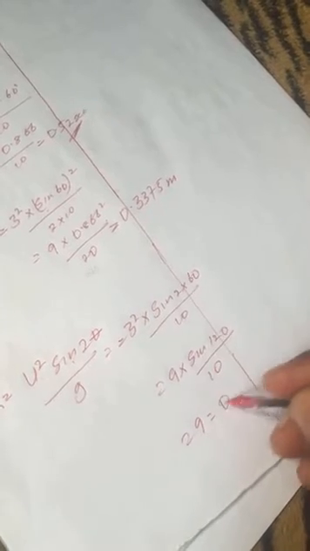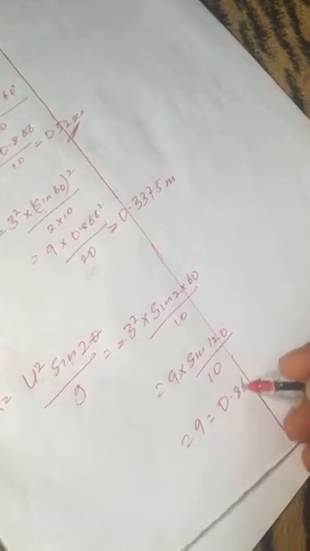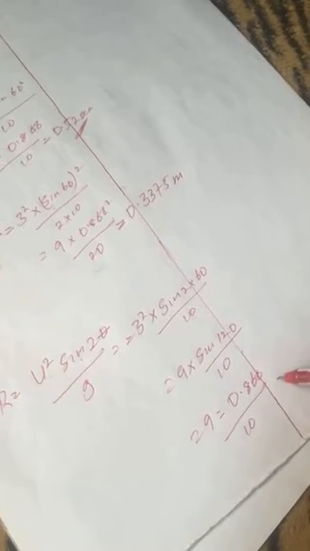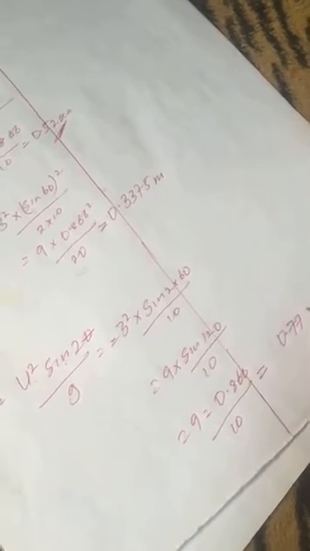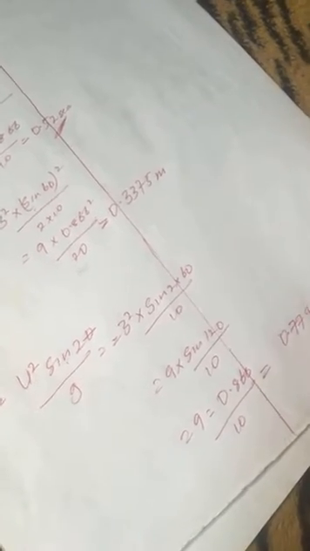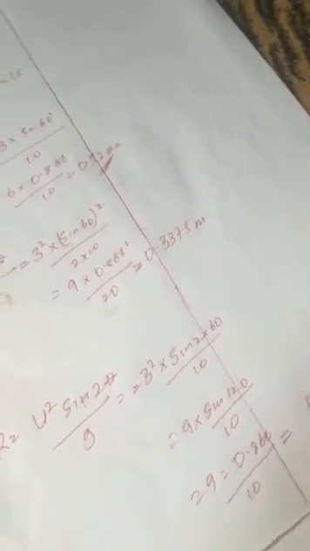Sine 120 is the same thing as 0.866, divided by 10. So our final answer is 0.779 meter. Now, this is how we come to the end of this question.